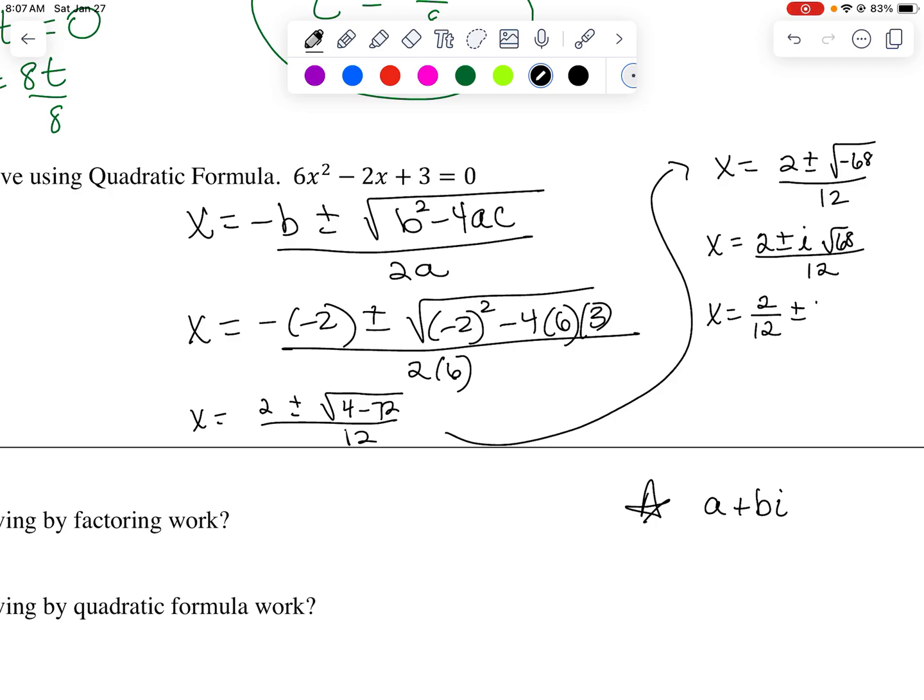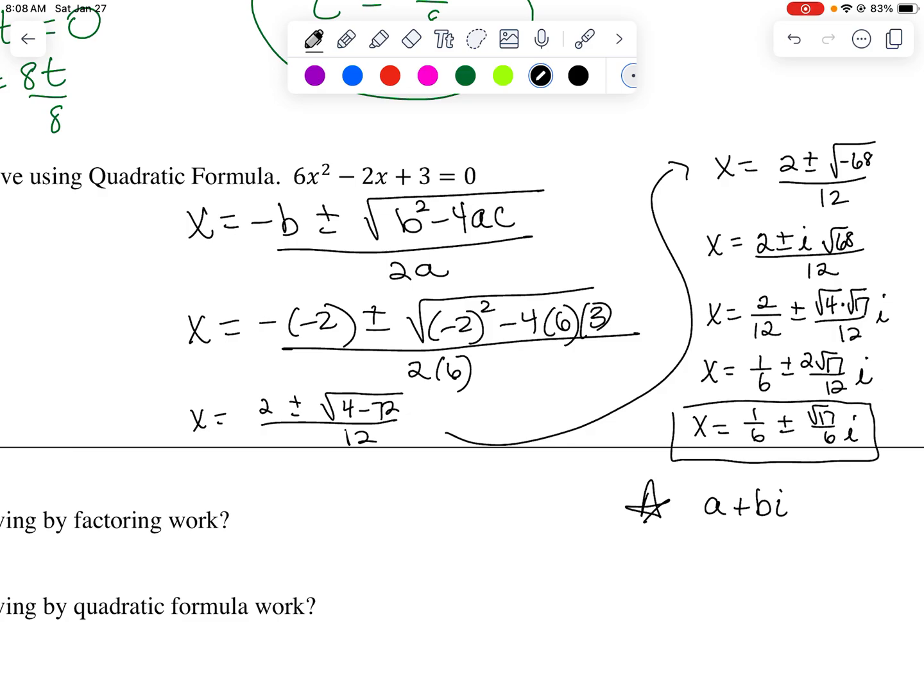I know that 68 can be written as square root 4 times square root 17. So that's 1/12, or not 1/12, sorry, 1/6, plus or minus 2 square root 17 over 12i. All right, this one was a tough one. So there we have it.